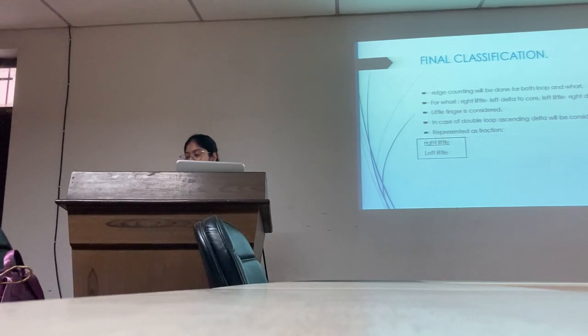Final classification. In final classification, only the little finger is considered. For both loop and whorl, we do ridge counting only. In the case of whorl, of the right little finger, we do the ridge counting from the left delta to the core, and for the left little finger, we do the ridge counting from the right delta to the core. In case of double loop, ascending deltas will be only considered. So the fraction here is right little upon left little.